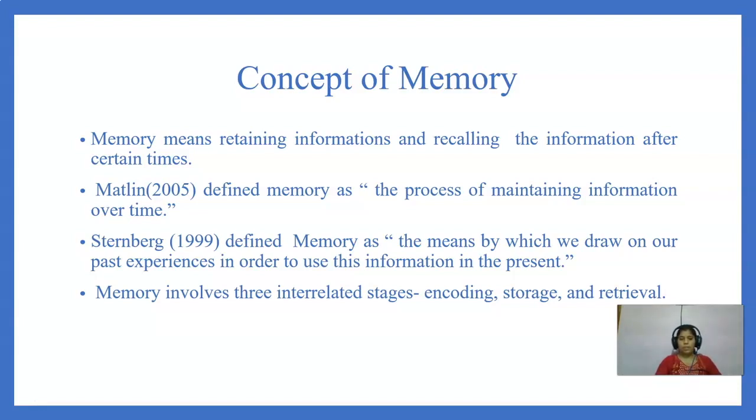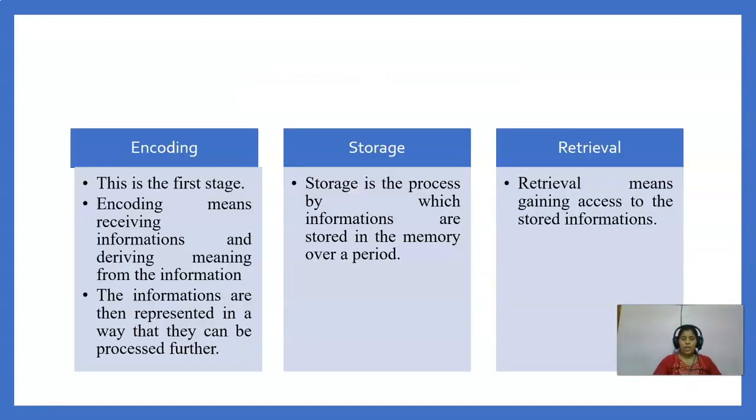So this is memory. Memory involves three interrelated stages. The stages are encoding, storage, and retrieval. The stages are related to each other. The first stage is encoding. To store the information, we need to encode the information. We need to register the information.